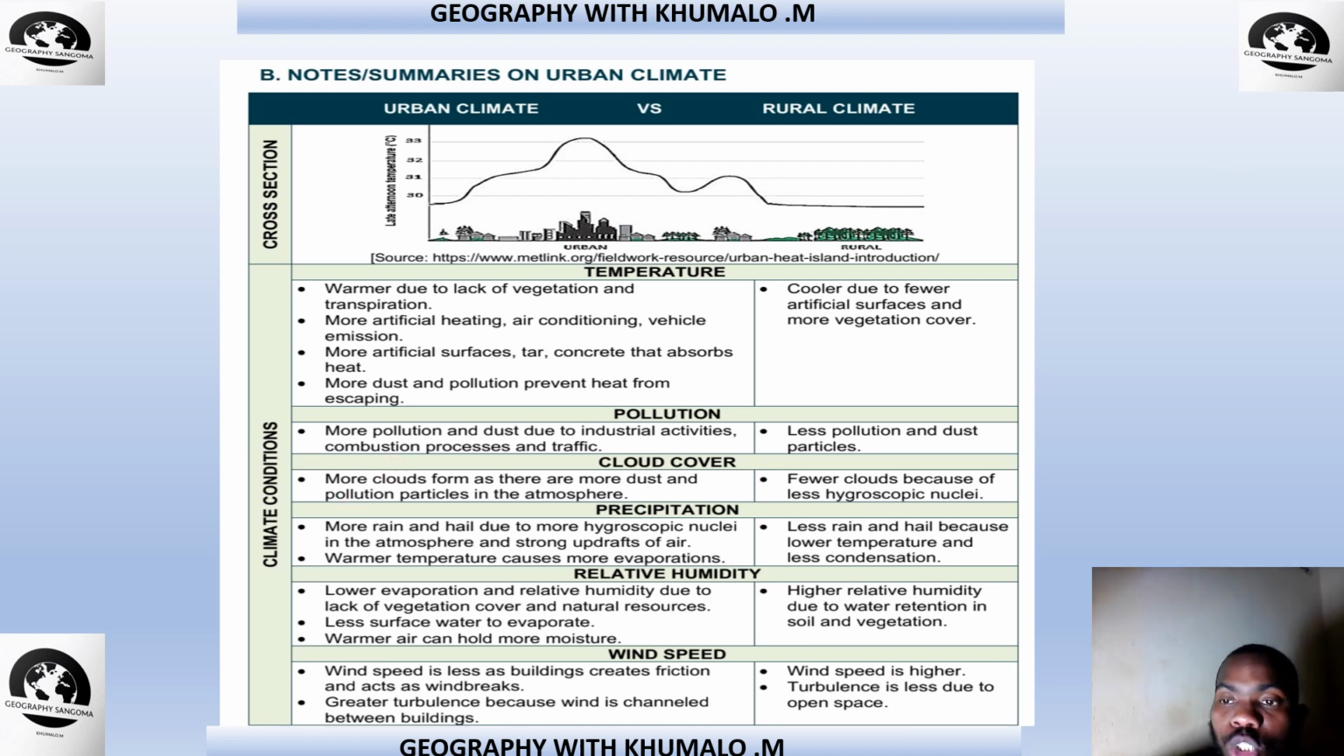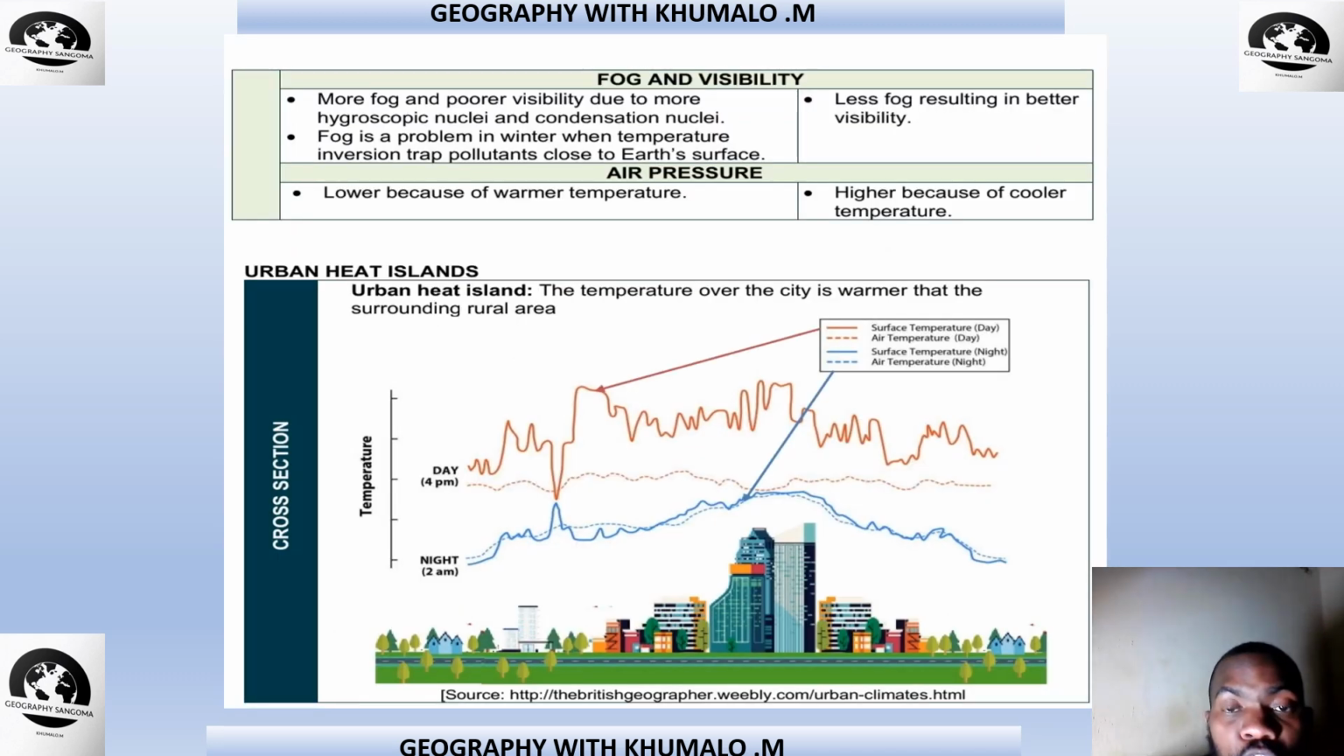Moving forward, grade 12, we continue with fog and visibility. In urban areas, there is more fog and poor visibility due to more hygroscopic nuclei and condensation nuclei, and fog is a problem in winter when temperature inversion traps pollutants close to the Earth's surface. While in the rural climate, there is less fog, which results in better visibility.